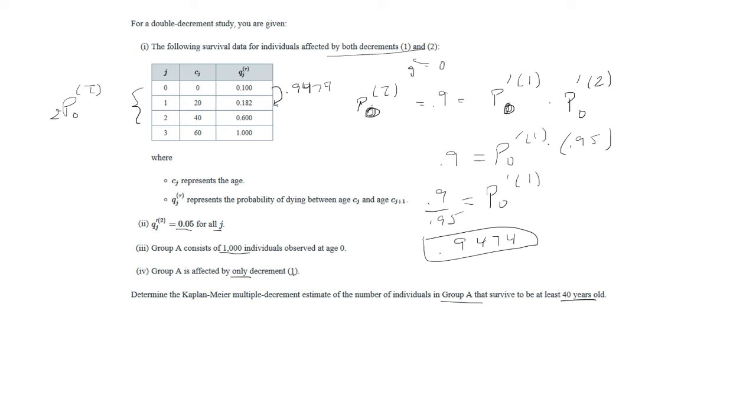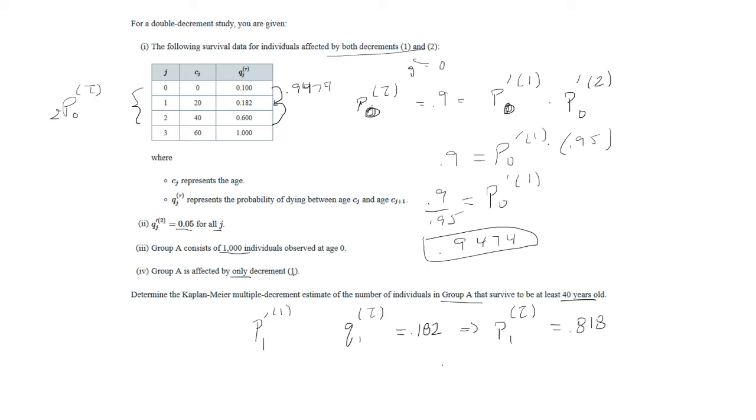Can we find out the probability of surviving another year? So in this case, we'll be looking at P1 prime 1. But we have to use the same idea. So Q1 tau is 0.182. So that implies that P1 tau is a complement, which is 0.818.